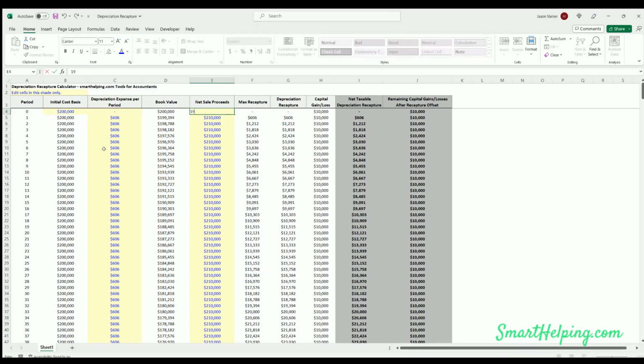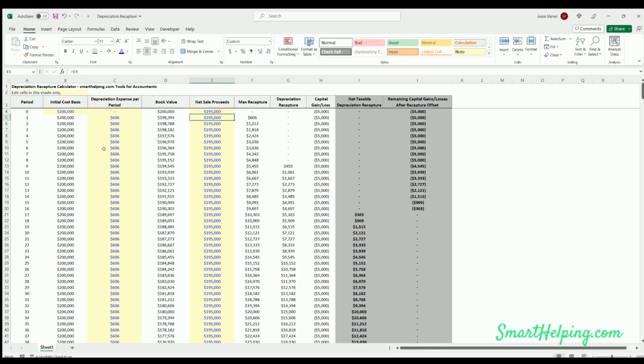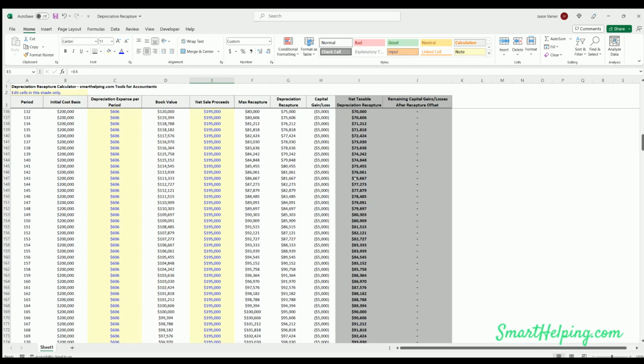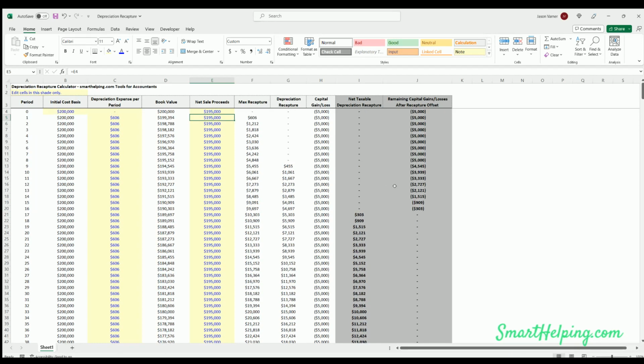Let's see, what if we sold it at 195? You can see this is the same pattern as when we did it at 175, but it starts higher. You've got the $5,000 loss. Then once the recapture gets more than 5,000, you can offset that with the recapture, so the capital loss you can take goes down. And at some point you have no capital gains or losses, and you just have the regular tax. All right, so that's the model.